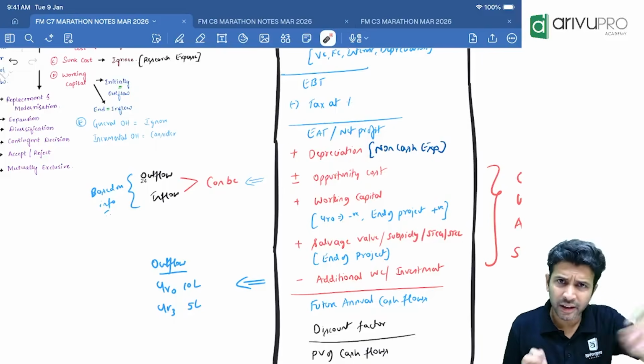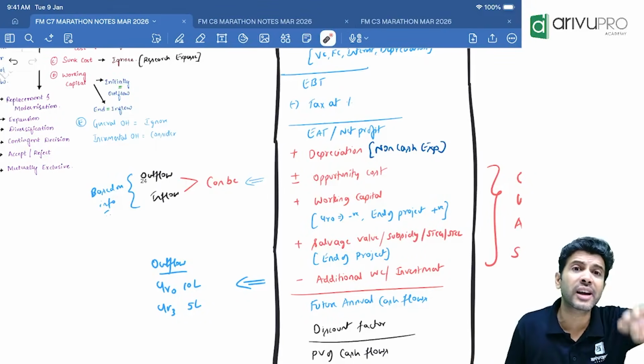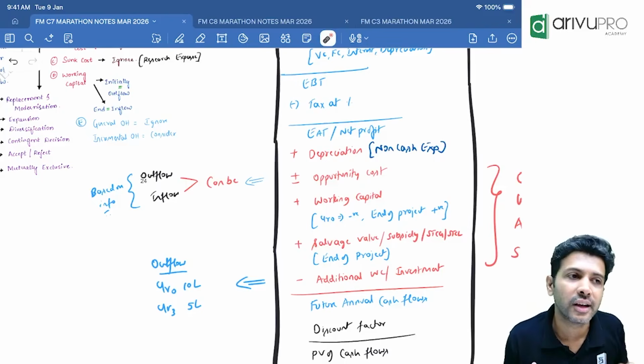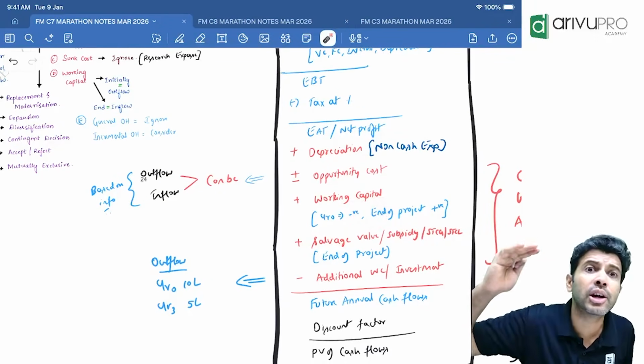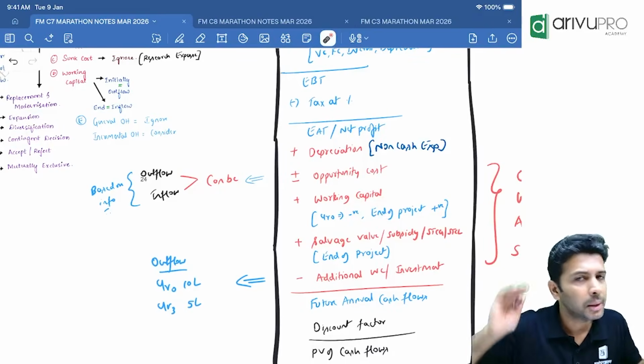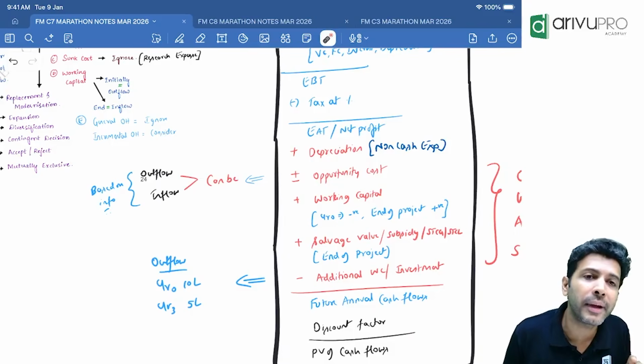Actually, working capital recovery can happen any year. It can happen in the first year, second year. Suppose project life is 5 years. Working capital recovery can happen in year 1, year 2, year 3, year 4 or year 5. Any year. But it will not be given in the question. Which year working capital got recovered will not be mentioned.